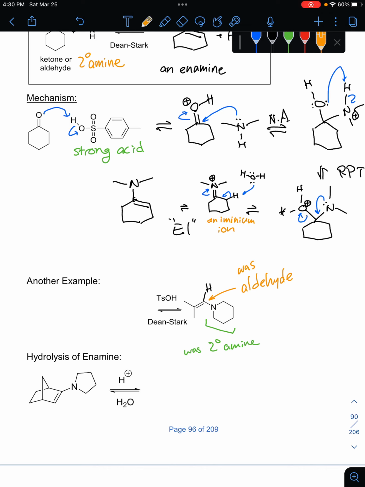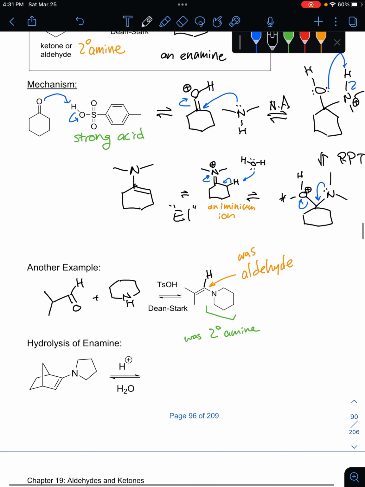So the starting material, what would it have looked like? It would have looked like this aldehyde, and this is the secondary amine. A really good study exercise would be to see if you can propose the right mechanism for this enamine formation.